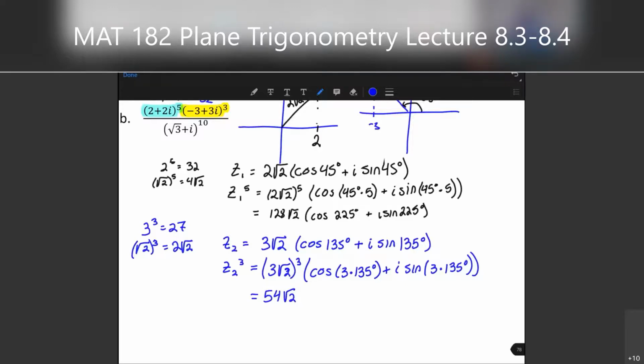New argument, 405 or 45. We can keep it as a 405 for now. I think that would be okay. There's no harm in that. So we'll just keep it as our 405. Oh, we can take, I guess this is 4. Yeah, it's okay to do that.